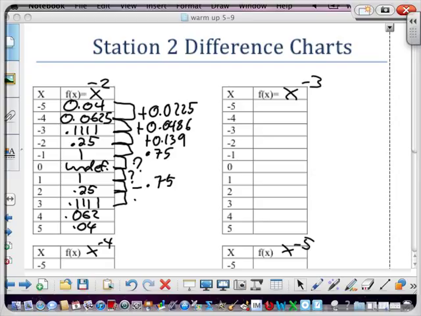This is 0.0139. Minus, this is negative 0.486. Oops, 0.486. And this is negative 0.0225. Okay, well it's got a little 2 up there even though it's negative, so let's see if the second differences work. So let's go between these two.